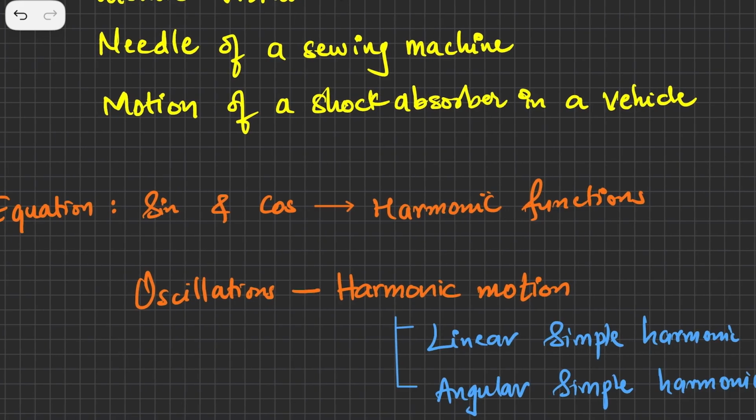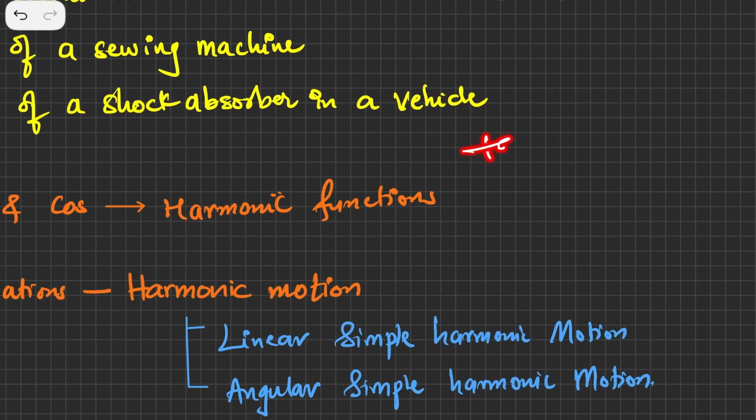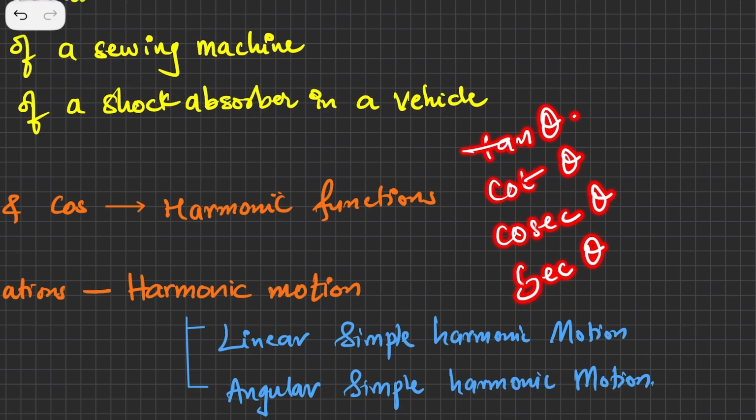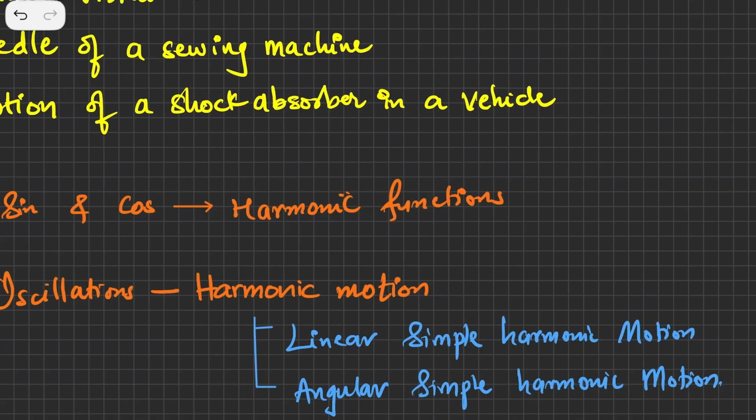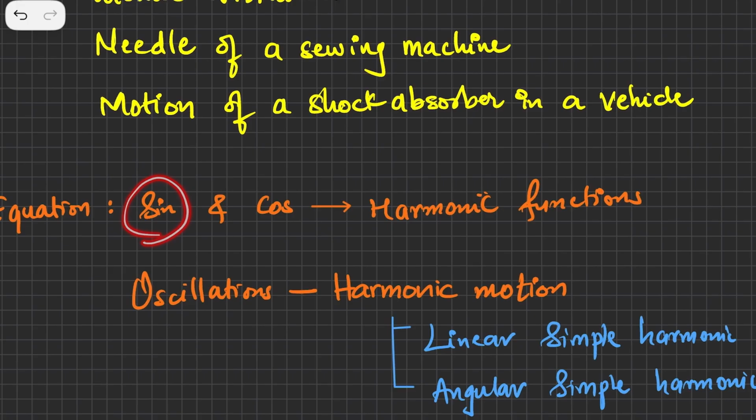And the reason it is called a harmonic function is because the values of sine and cosine are just repeating. However, this does not happen for other trigonometric functions. If you consider tan, cot, cosec, or sec, all these functions do not repeat themselves. The value of tan, for the sake of example, goes from minus infinity to plus infinity. But if you see sine and cos, they will always hover between -1 and 1.